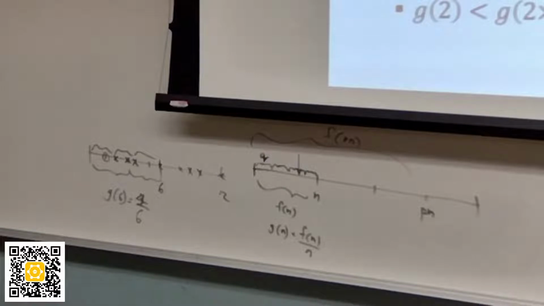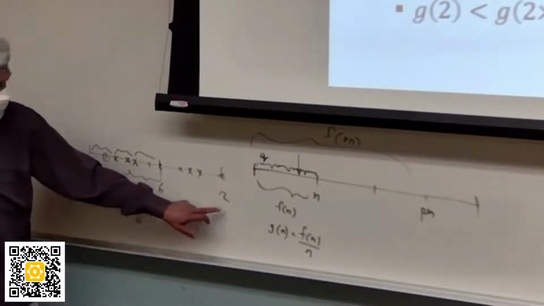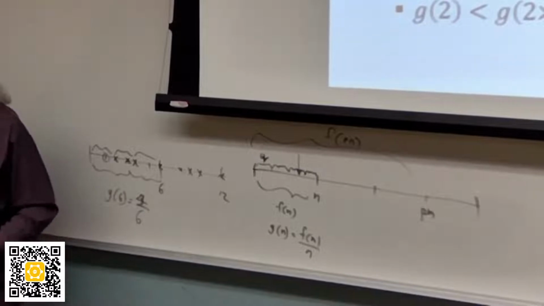So what that means is that if you look at 6, what are the prime factors? 2 and 3. If you look at 12, what are the prime factors? Again, it's just 2 and 3. It's just that 2 appears twice.